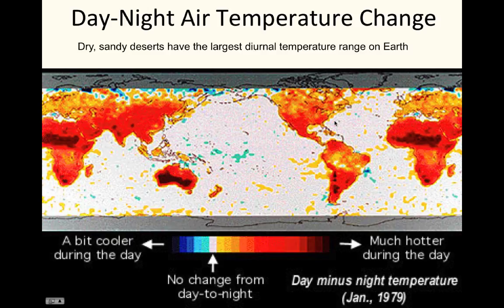Here's a look at the day-night air temperature range. Dry sandy regions again have the largest diurnal temperature ranges on Earth. We're seeing that in the Sahara, much hotter during the day compared to the night, over the Australian deserts, over the South American deserts, etc. And then over the oceans, there's hardly any change from day to night. Again, because it's hard to change the temperature of the oceans with any energy input into them.